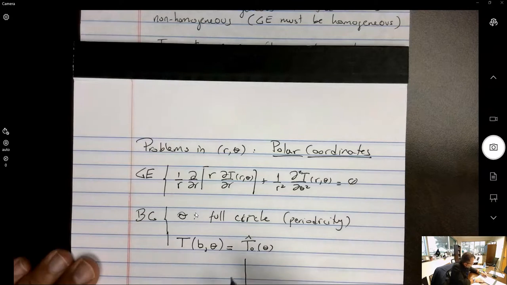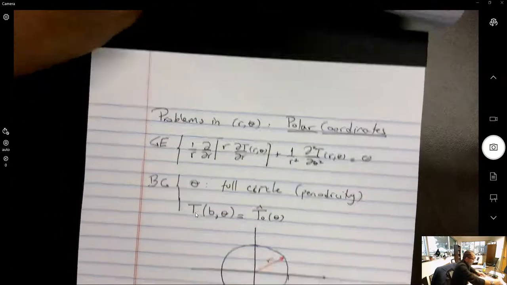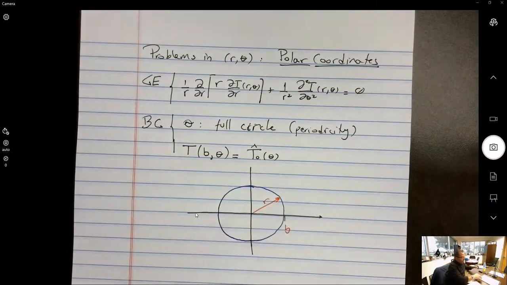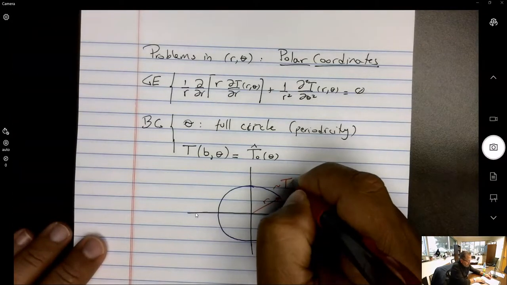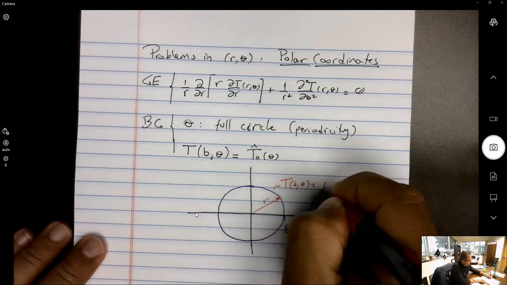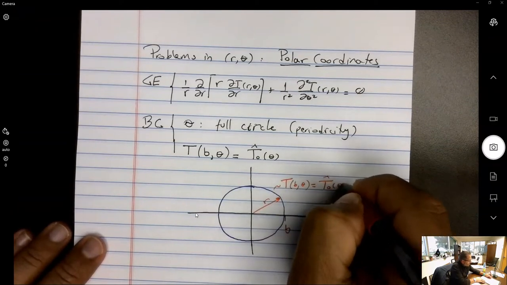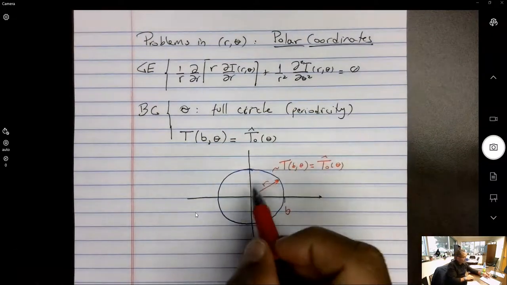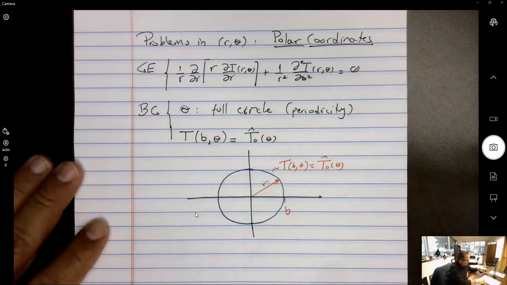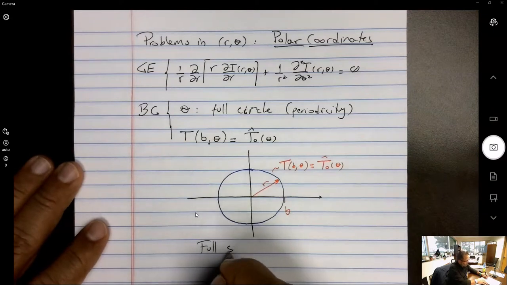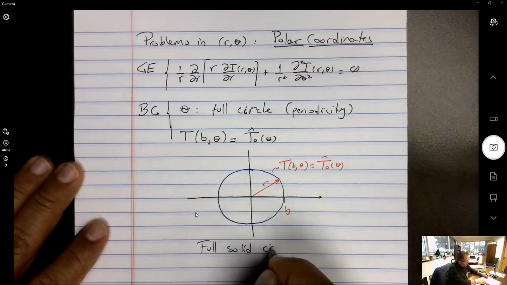Let's see if I can do a circle here. Not bad. And this is R. This is B. Sorry. RB. And on the periphery, we have the temperature equals some T0 of theta. So we have some temperature distribution that depends on theta. All right, so this is a full solid circle.